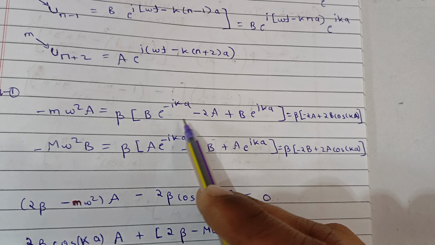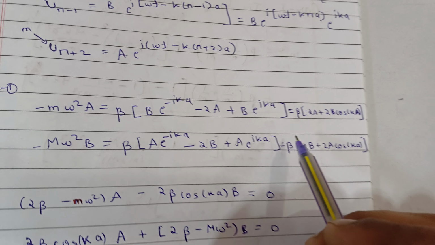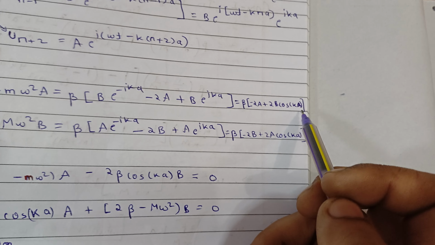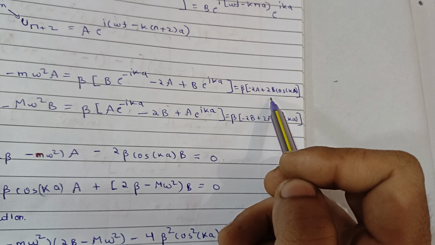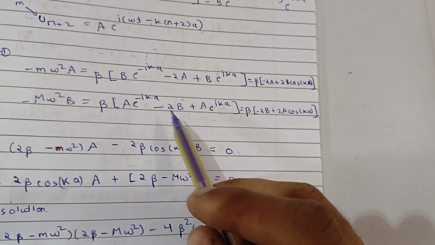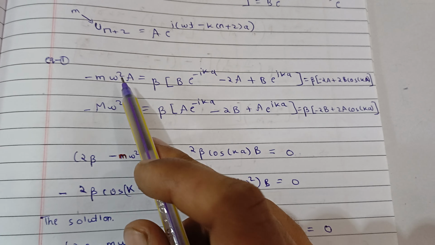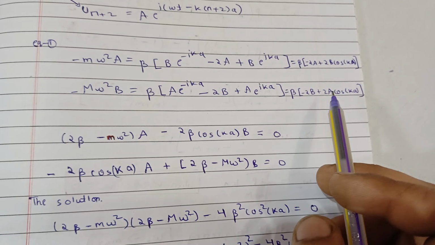as we did in the previous one, and e to the power minus ika plus e to the power ika divided by 2 will be cos ka, like this. So we can write this equation this way, and this equation will be this way. Here we take the a common and divide by 2, multiply 2, so it will give us cos ka. So now we have this equal to this equal to this.